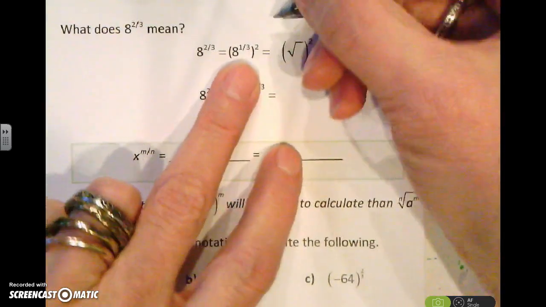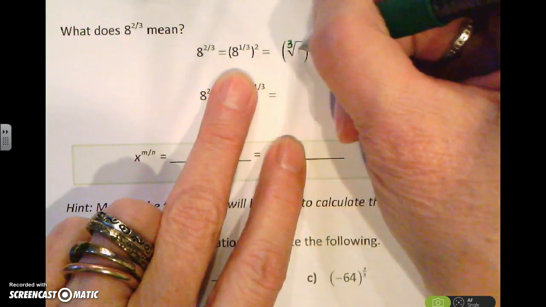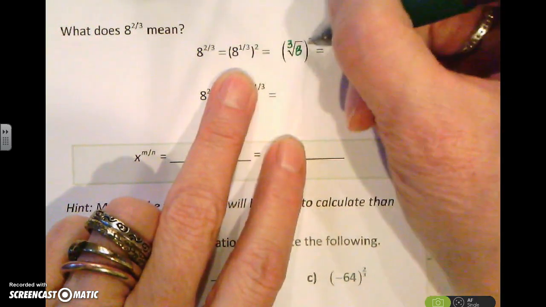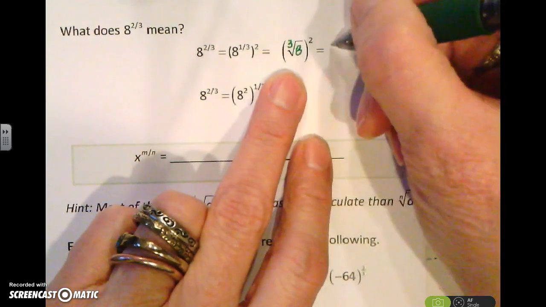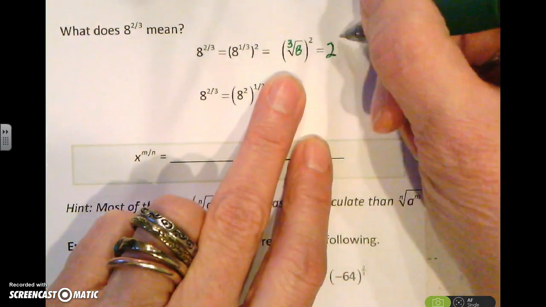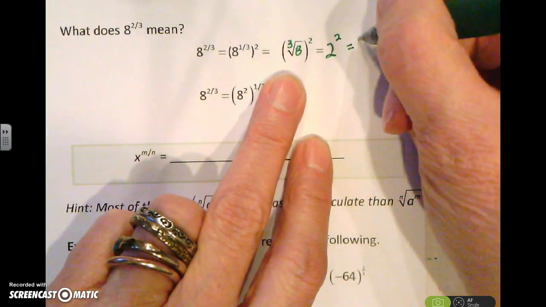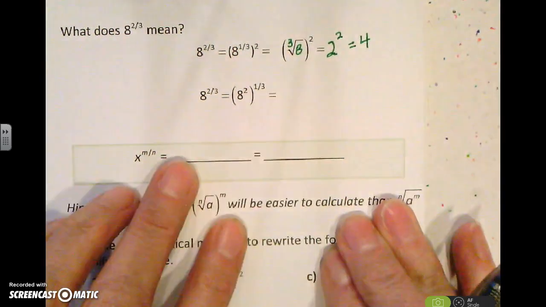So that then would be 8 to the 1/3, which is the cube root of 8. And then there's the 2 that was on the outside of the parentheses. So the cube root of 8 is 2. So we have 2 squared. And this answer comes out to be 4.